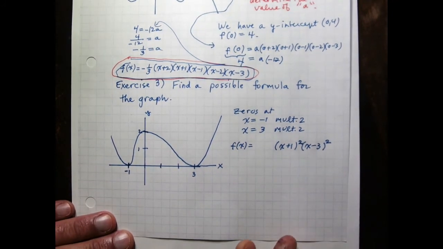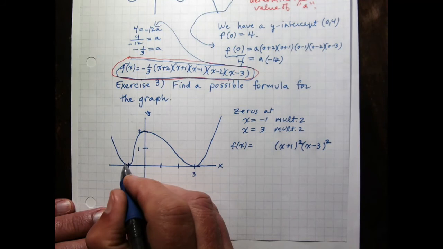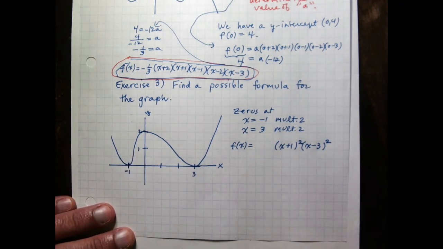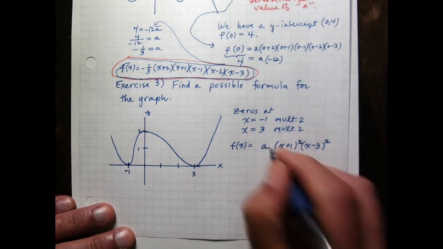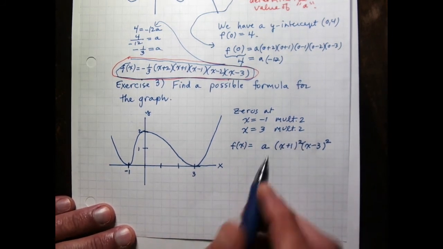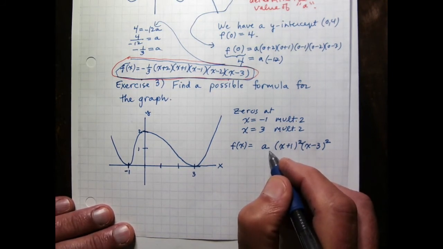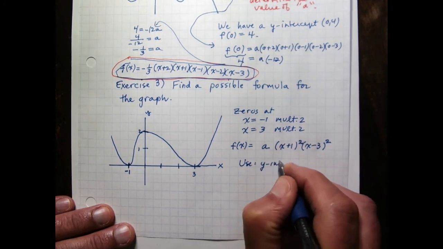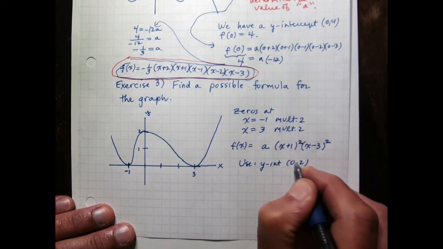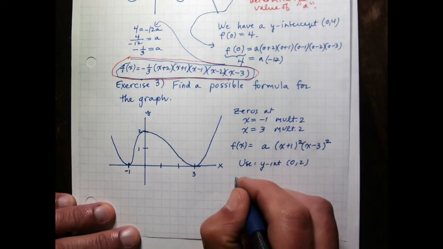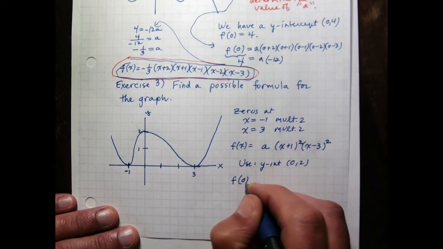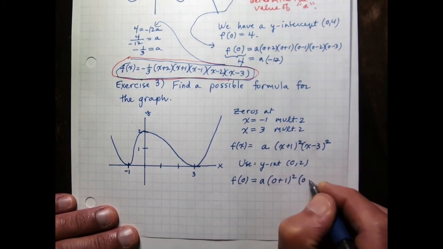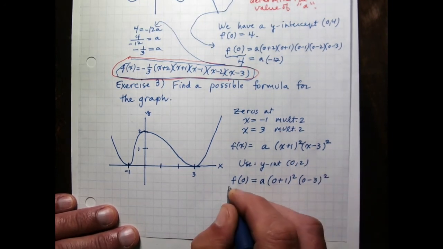So here's where multiplicity comes into play. We know that we have this even multiplicity because the graph does not cross the x-axis at those zeros. And then we have to introduce our constant A, and we've got to solve for A. We've got to find a value for A. We can use the y-intercept, again, which is 0, 2. So f of 0 is equal to A times 0 plus 1 squared times 0 minus 3 squared.